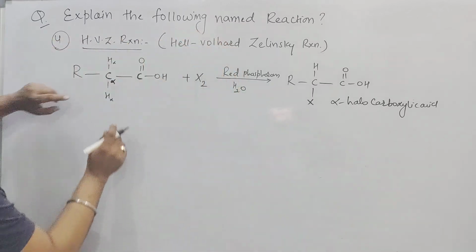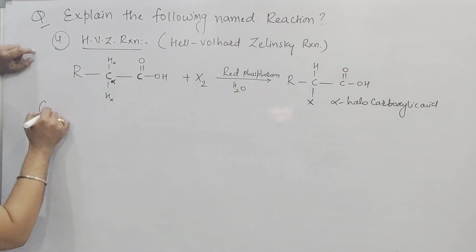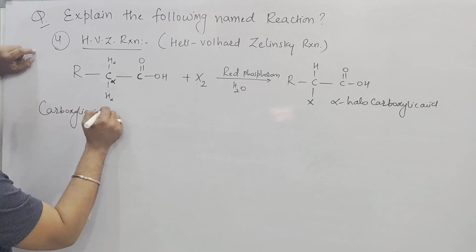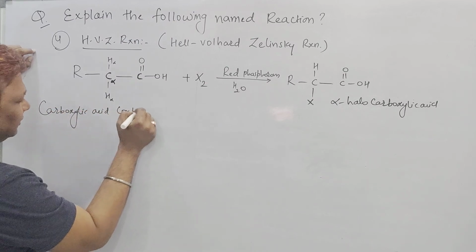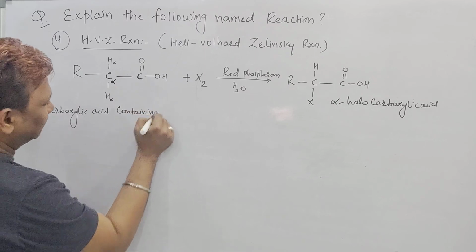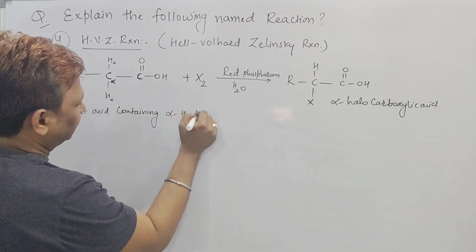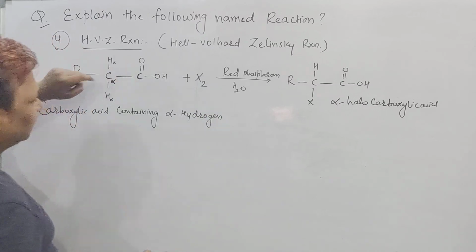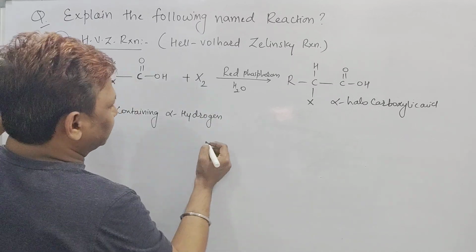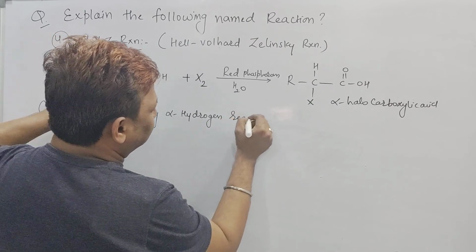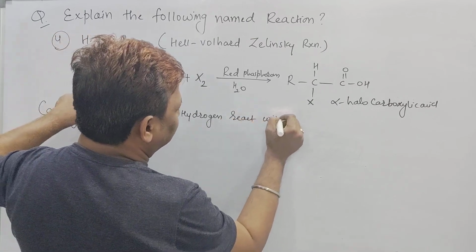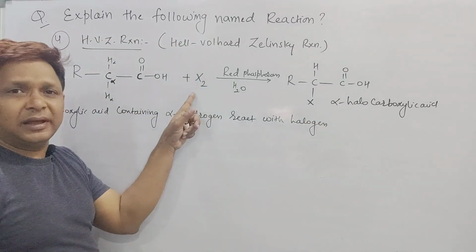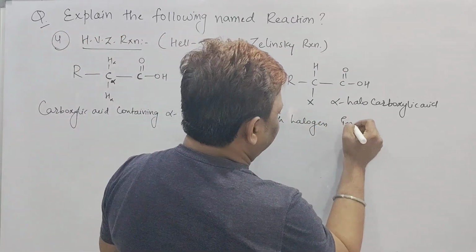So how to write the statement? Carboxylic acid containing alpha hydrogen atom. See beta, carboxylic acid containing alpha hydrogen reacts with halogen. This X2 is called what beta? Halogen, in presence of red phosphorus.